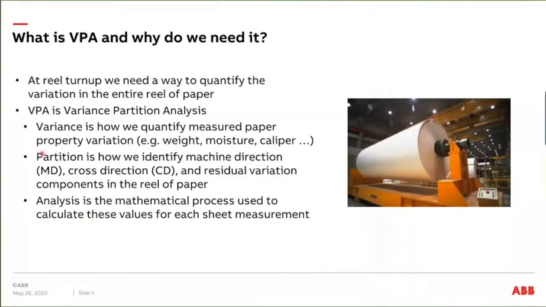So that's where the word partition comes from: the partitioning is a way to separate the variance or the variability in a way that you can identify a specific area of interest, or where that variability tends to be higher. And analysis, as a word, is just the mathematical process, but it is a statistical process that's used. There can be some differences, but in general, the analysis is a statistical analysis that's used to calculate the VPA values.